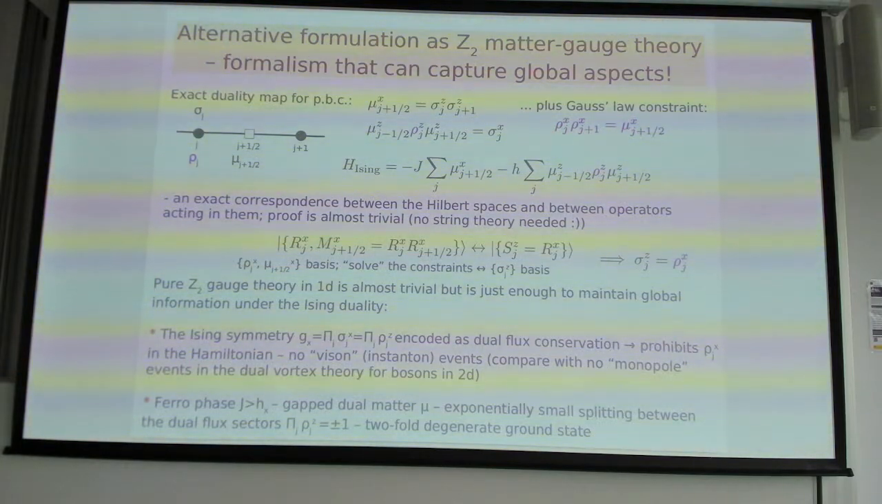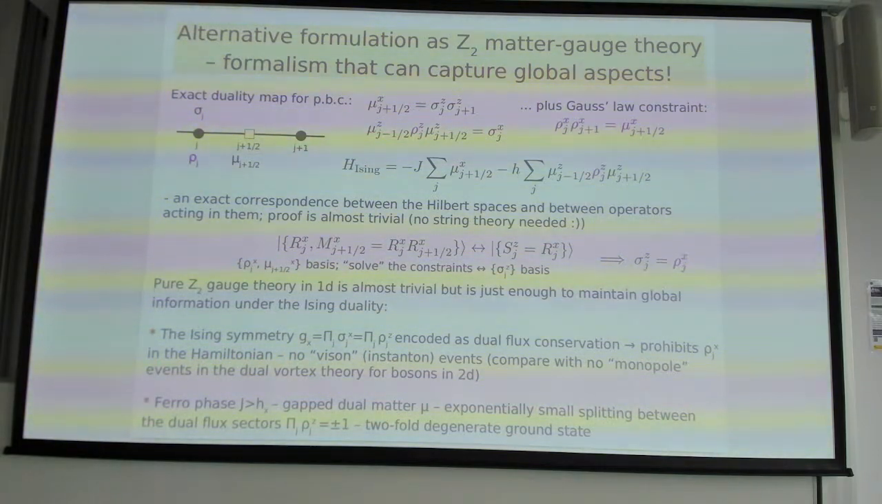So it becomes a matter gauge theory, and the statement is that this gauge theory is a very small object. You can immediately see, if you just think what pure gauge theory in one dimension is, where there is no matter, that for any system size the full Hilbert space is just two-dimensional. So you really add very little, but just enough to capture the symmetry properties that are missing under this naive approach.